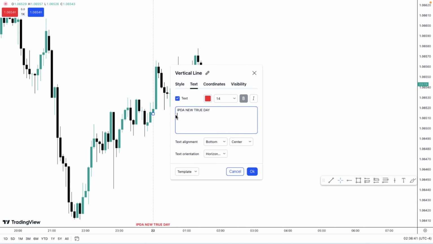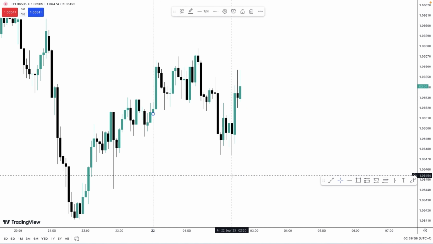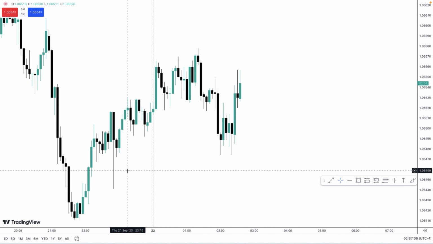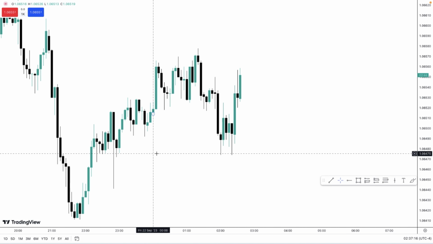The algorithm that moves price is the exact same algorithm that moves all the prices in anything from Forex, cryptocurrencies, Nasdaq, and so on. They all have the same name, IPTA, New True Day. So what that means is that at 12 o'clock New York time, the algorithm will start a new day. Now, obviously, if you're not aware of this, in retail, you don't even know when the algorithm starts its new day.